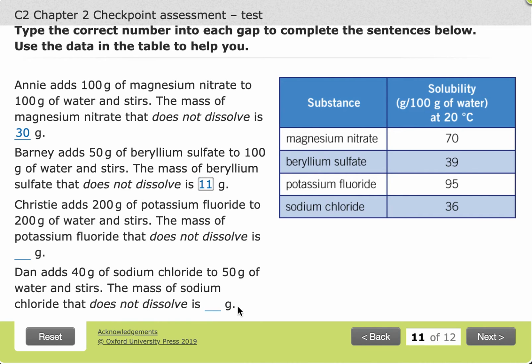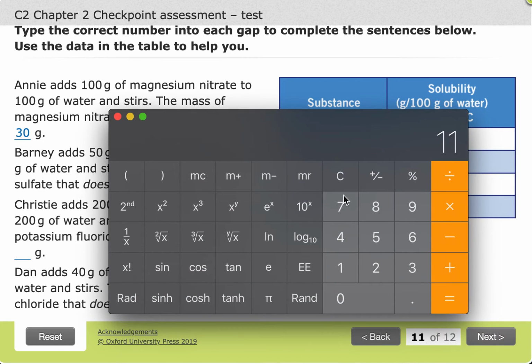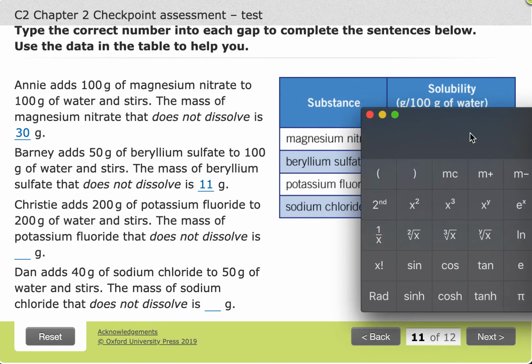Now the question gets a little bit harder. We're going to add 200 grams of potassium fluoride to 200 grams of water. So if we had 100 grams of water, we would be able to dissolve 95 grams. However, we've got double that, i.e. we've got 200 grams of water, so therefore we can actually dissolve double this. 2 times 95, that's 190. Let's just check my maths there. We can actually dissolve 190. We started off with 200 grams of the solute, and we dissolved 190. So we're actually left with 10 grams, okay?